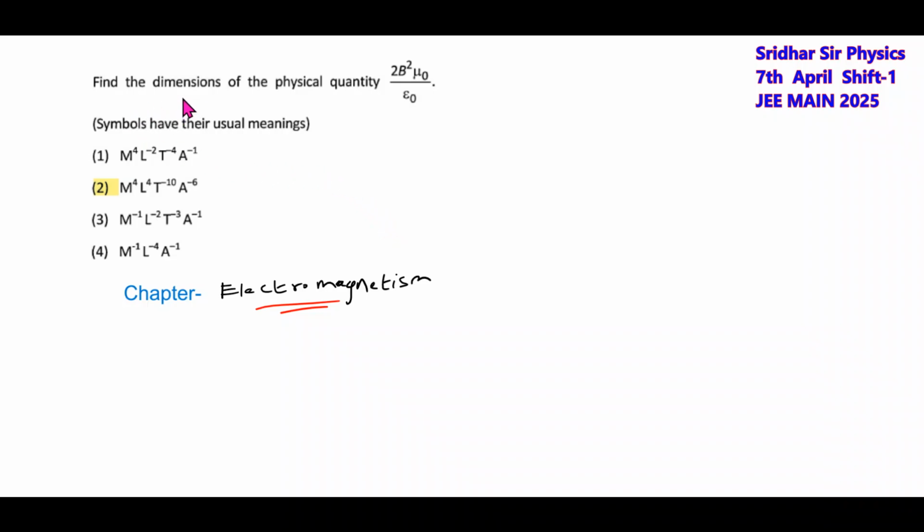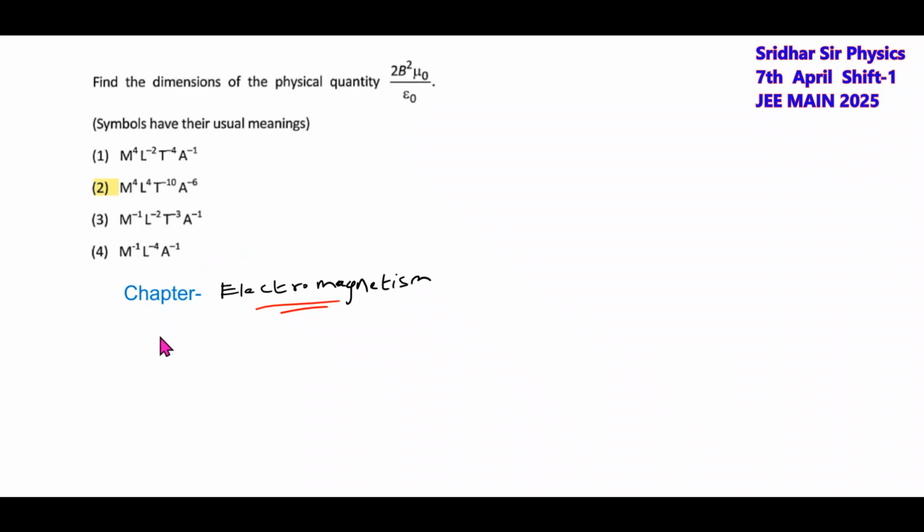Okay, so we have this question based on units and dimensions. Find the dimensions of the physical quantity 2B square mu naught by epsilon naught. Symbols have their usual meaning. B is the magnetic field, mu naught is the absolute permeability of the medium, epsilon naught is the absolute permittivity of the medium. So we have to calculate the dimensions of this particular physical quantity.